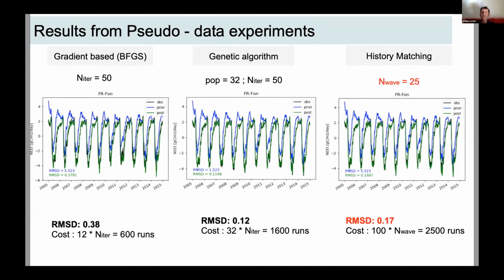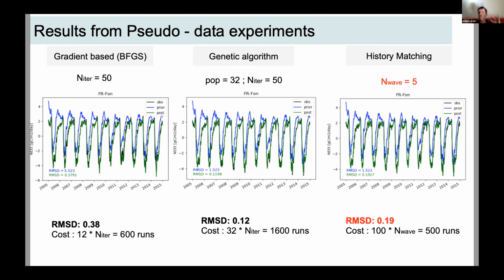So we should, in principle, have the green on top of the black. We don't get that completely, and we see that the gradient base is the poorest in terms of RMSD, 0.38, compared to the genetic and the history matching with 25 waves. 25 waves, it's a lot of runs. It's 2,500 runs, so it's too much.